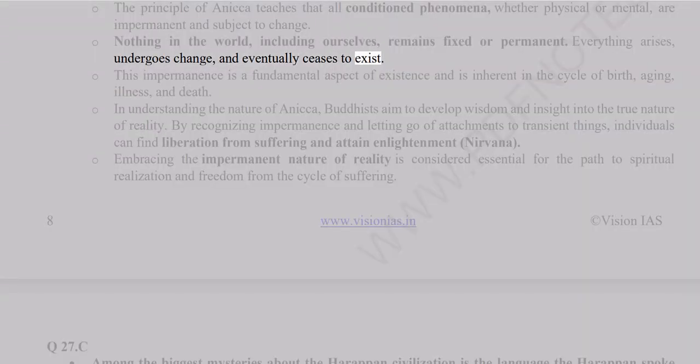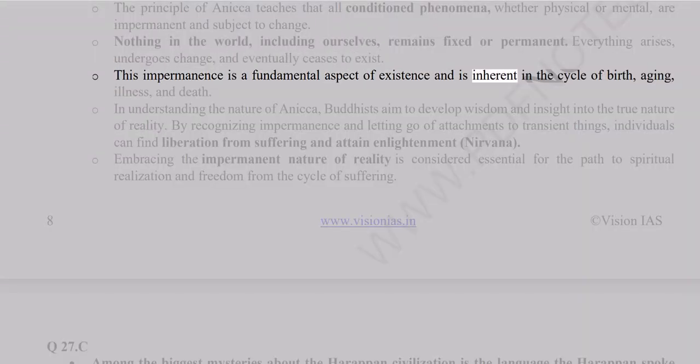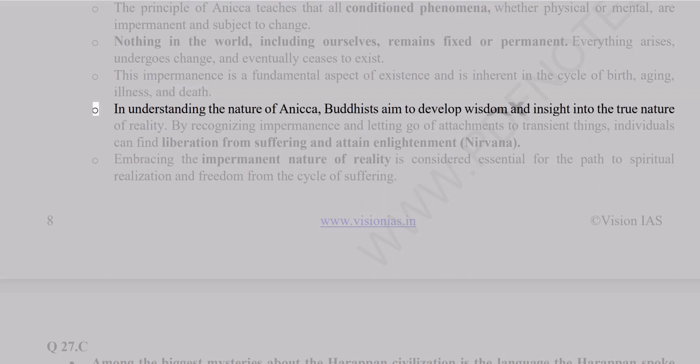change, and eventually ceases to exist. This impermanence is a fundamental aspect of existence and is inherent in the cycle of birth, aging, illness, and death. In understanding the nature of anicca, Buddhists aim to develop wisdom and insight into the true nature of reality.